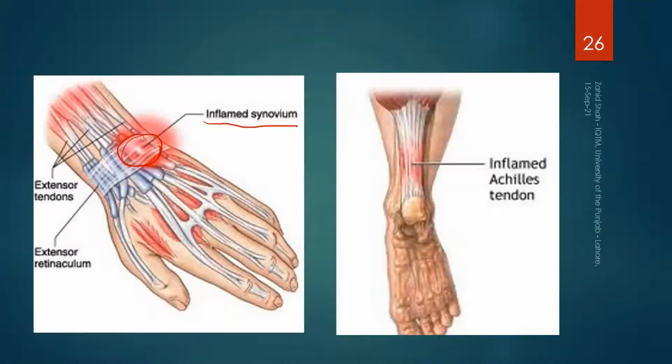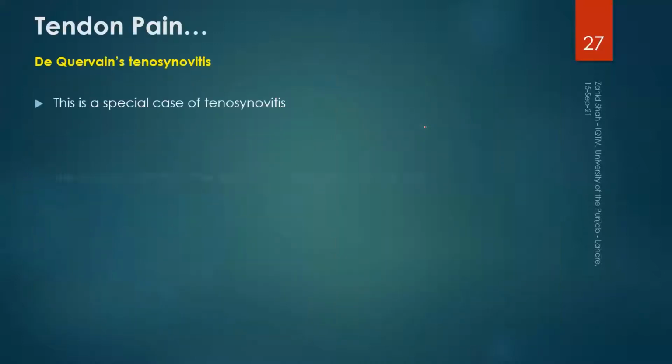So this is for the extensor muscle, the previous one that we saw. For the finger, the trigger finger, that was for the flexor muscle. These extensor muscles are on the posterior side of the hand, and flexors are on the anterior side. So there is also the inflamed Achilles tendon in your lower leg. So you could see that this problem can occur in different parts of the body.